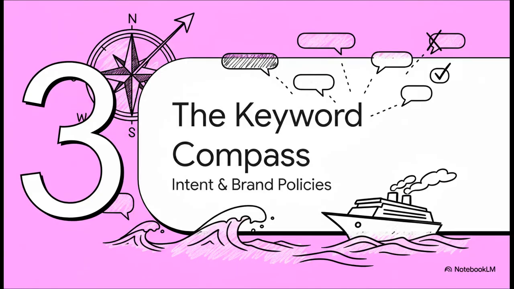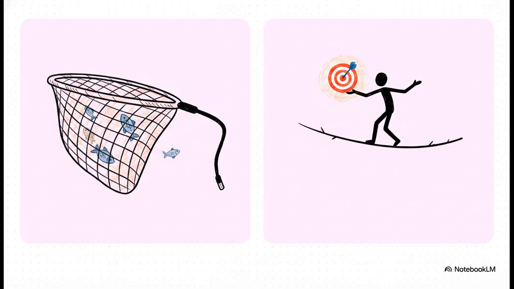Section 3. Mastering the keyword compass. Navigating intent and brand policies. Your keywords are your compass in Google Ads, steering you to the exact right travelers. But if you navigate poorly, you can easily capsize your entire operation. You basically have two main routes you can take with keywords.